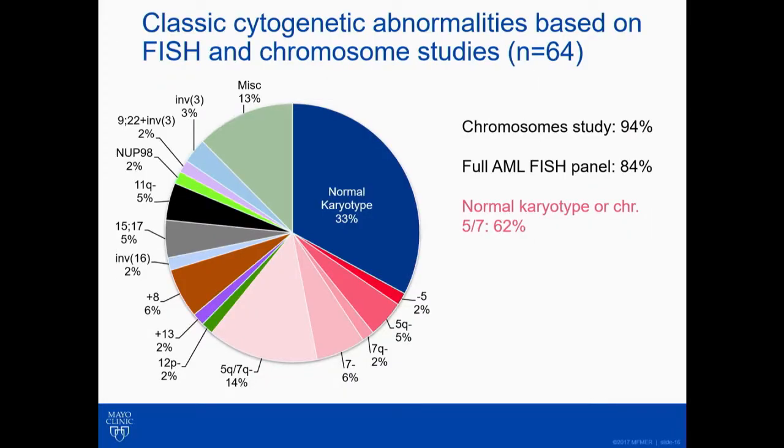So this is demonstrating the types of classic cytogenetic abnormalities that we identify based on FISH and chromosome studies. The majority of these are representing normal karyotype or abnormalities involving chromosomes 5 and 7 in 62% of cases.